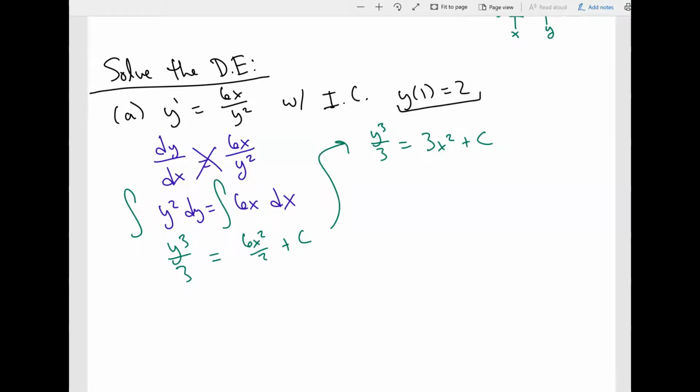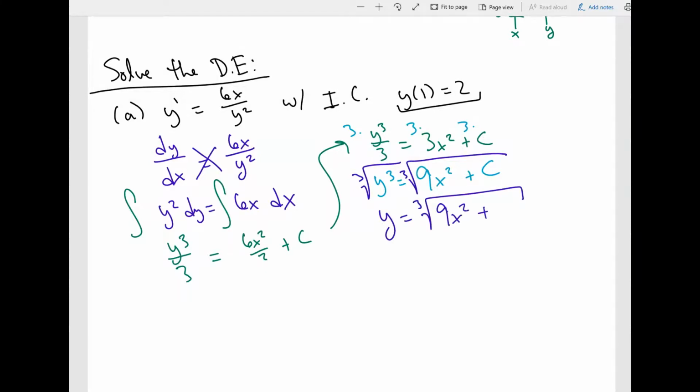Now I'm going to multiply this whole thing by 3, so y cubed is equal to 9x squared plus c. And then we're going to apply a cube root to both sides, so y is equal to the cube root of 9x squared plus c. If we didn't have an initial condition, this would be the answer. But because we know initially what this was, I can actually figure out what this particular solution will be by plugging in the initial condition.